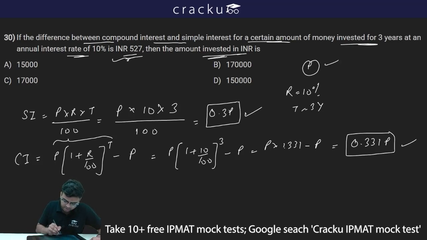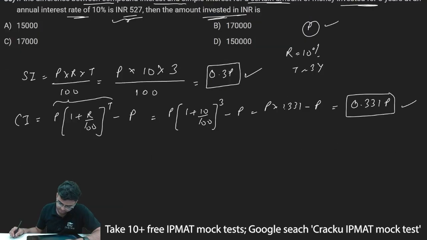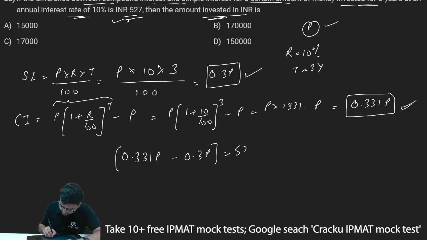Now the difference between the two is given as 527. So the difference between the interest is given as 527. Now I know compound interest value is more. So 0.331P minus 0.3P should be equal to 527. Thus solving this up, I'll get 0.031P should be equal to 527. I'll remove this decimal, I'll multiply it by 1000.